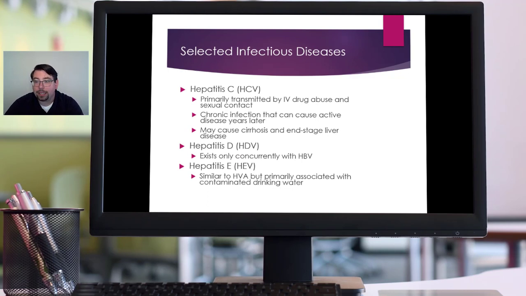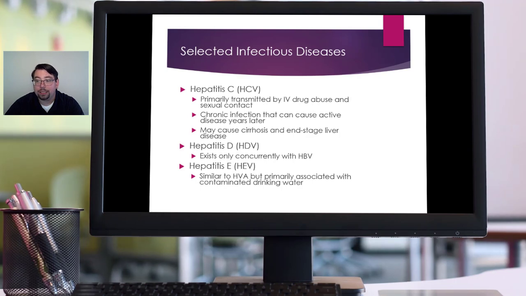Hep C. Hep C is primarily transmitted by IV drug use or sexual contact. It's chronic. That's kind of where I think of Hep C, as chronic. It's a chronic infection that can cause active disease later in life. So it may sit dormant for a period of time and then reactivate itself when it's ready. It also can lead to cirrhosis and end-stage liver failure as well.